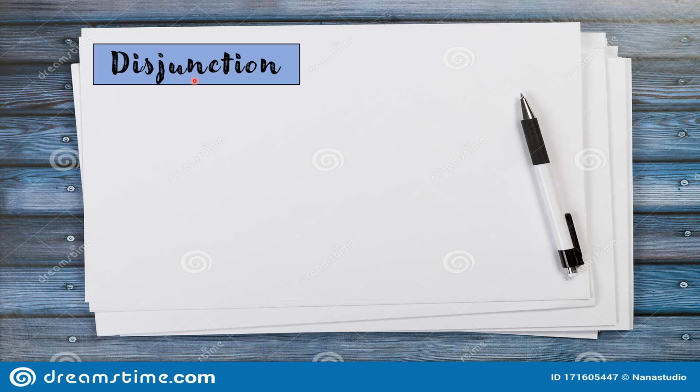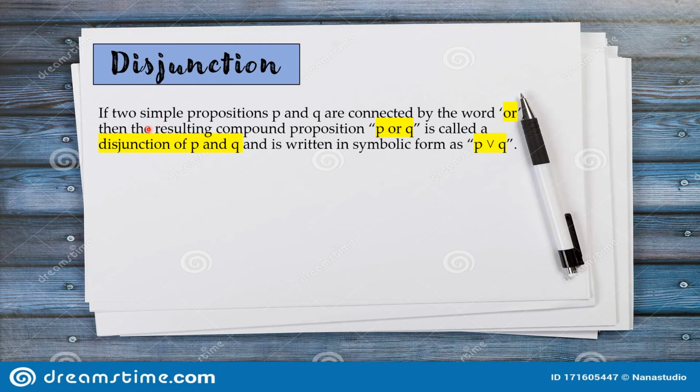Let us have this disjunction. If two simple propositions P and Q are connected by the word or, then the resulting compound proposition P or Q is called a disjunction of P and Q, and it is written in symbolic form as P or Q.